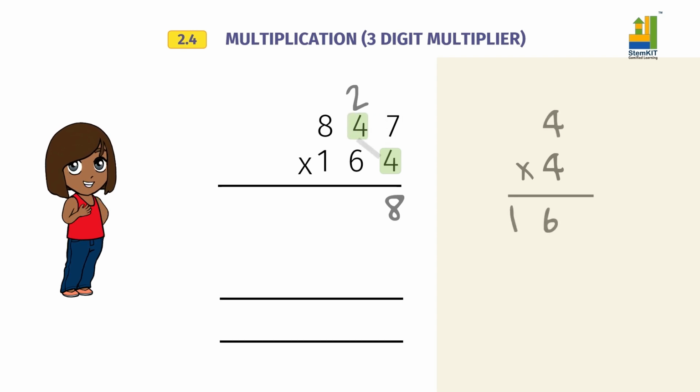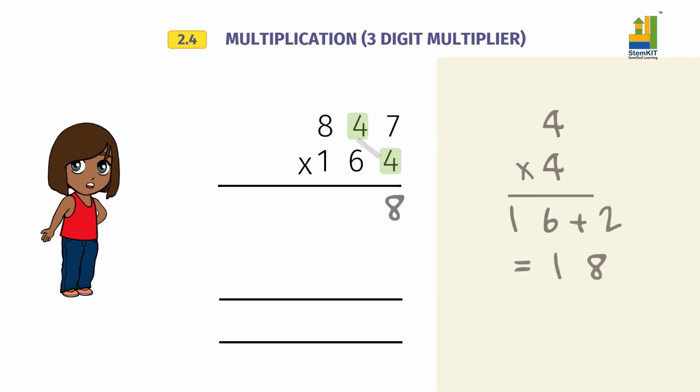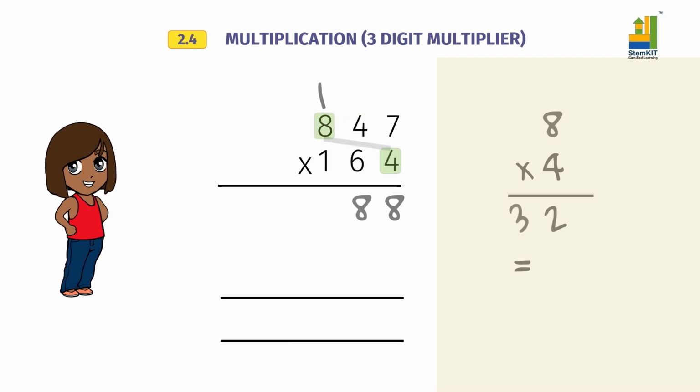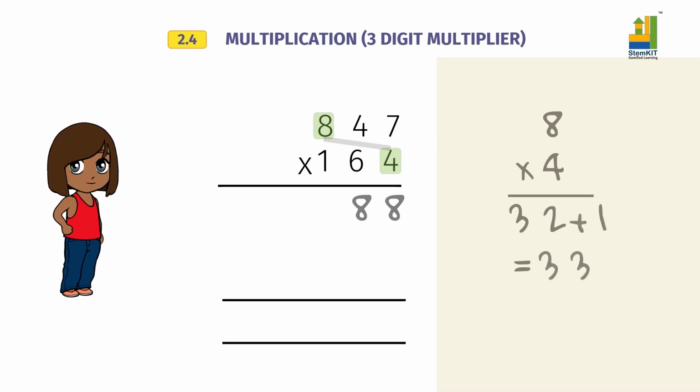Four into 4 equals 16. Add plus 2 carryover from the previous multiplication. Gets us 18. Write 8 and carry over 1. Eight into 4 equals 32. Add 1 carryover. We get 33. Write 33.